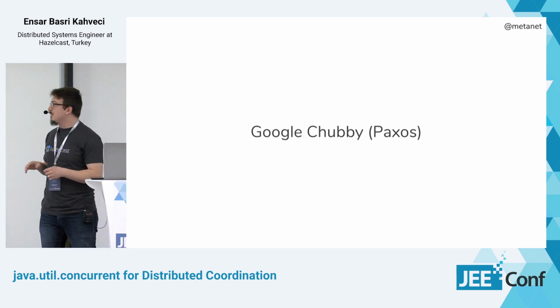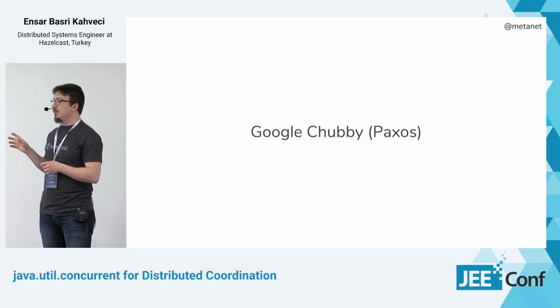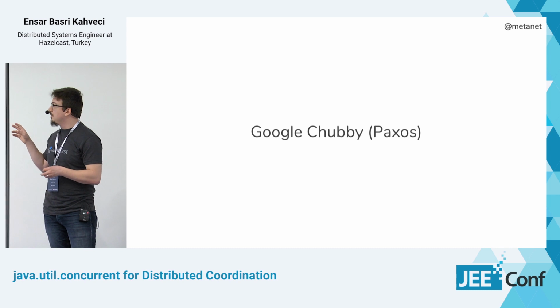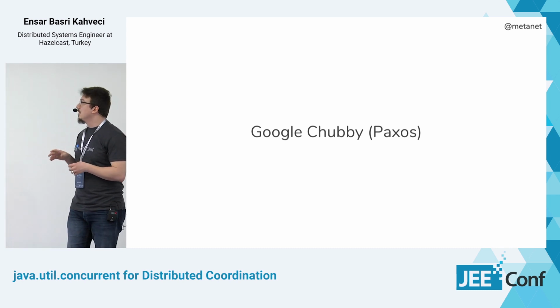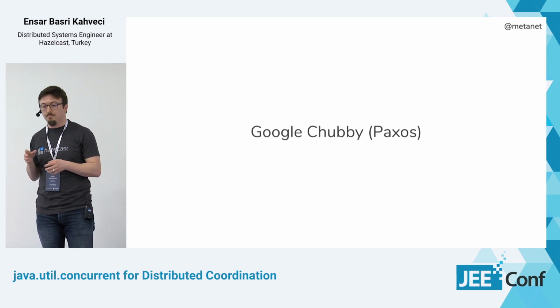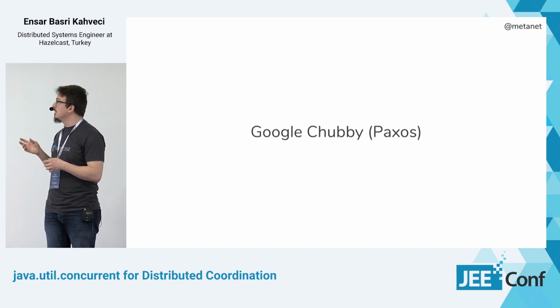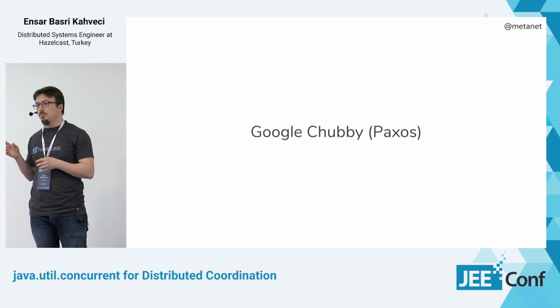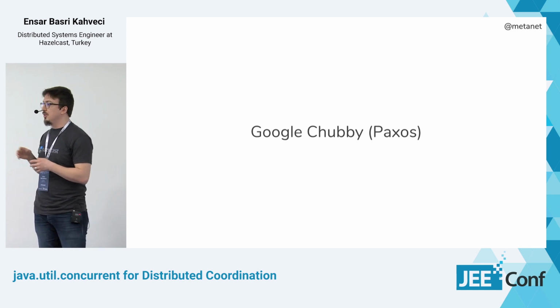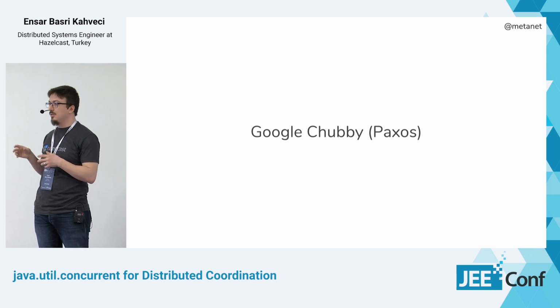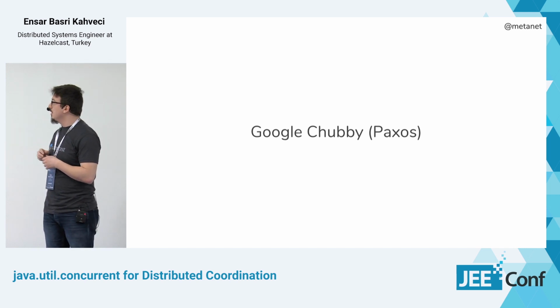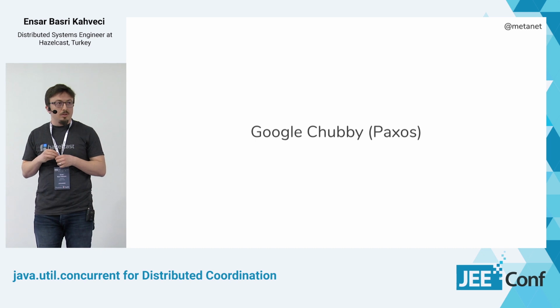It all started with a paper from Google, Chubby. This paper was published in 2006. Chubby is a distributed lock service. It's used by several internal Google projects. It is not an open source project, but the paper is very good, and it explains a lot of stuff in really great detail. So if you are interested in these topics, you can definitely have a look at this one.